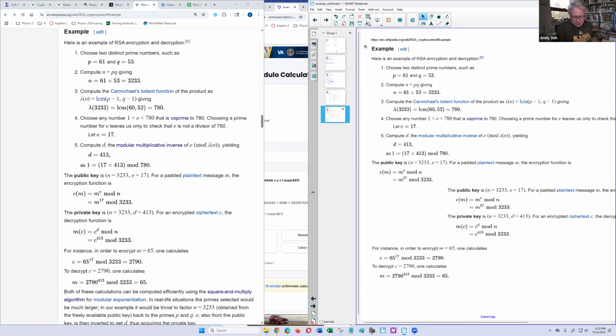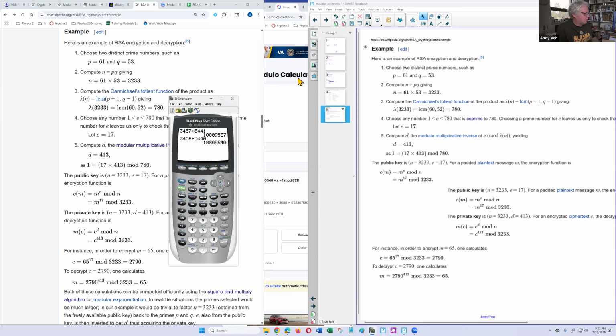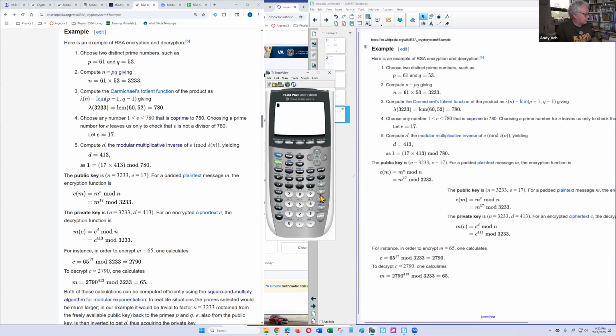I need my calculator. There we go. There it is. So when I multiply 61 by 53, there it is, of course, 3,233. Then I subtract 1 from each, 60 times 52. And I come up with 3,120, which is not 780.